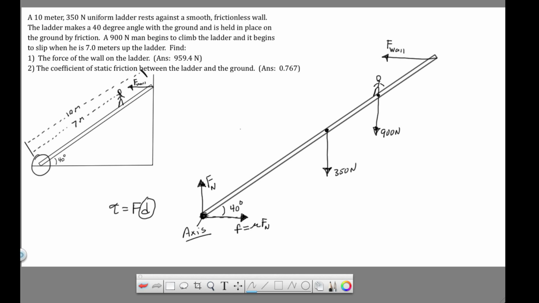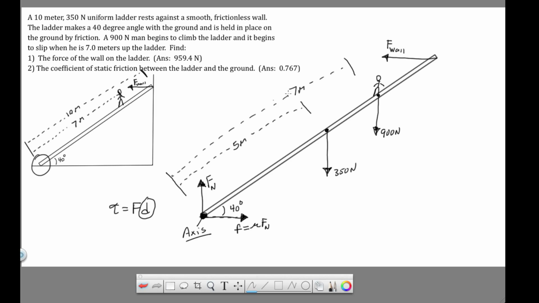Okay, so that's our axis, and let's go ahead and put the distances in. From the axis up to the middle of the ladder, it's 5 meters, to right there. It's 7 meters if we go from here up to the person. And then the whole length of the ladder is 10 meters.